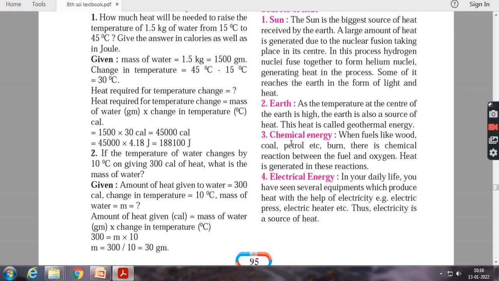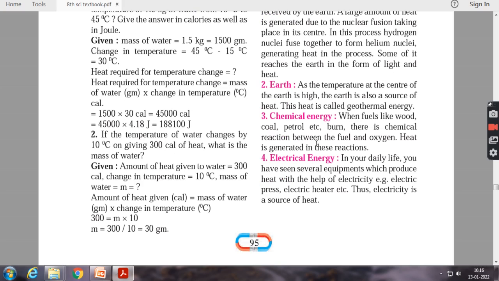The next source of heat is the earth. At the center of the earth there is heat, and that heat is called geothermal energy. The next source of heat is chemical energy. When we burn a fuel like wood, coal or petrol, there are lots of chemical reactions between the fuel and oxygen, and we get heat from this. This kind of heat is called chemical energy.